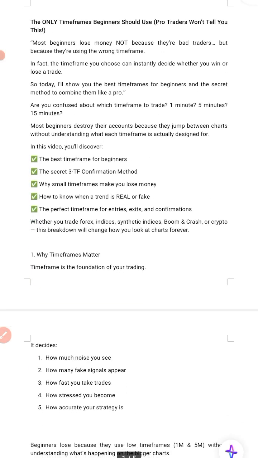Watch this video to the end and repeat it over and over again, so that you get a full understanding of what we are talking about. The only time frames beginners should use, that many professionals will not show you, are these: the 15 minutes time frame, the 1 hour time frame, and the 5 minutes time frame.